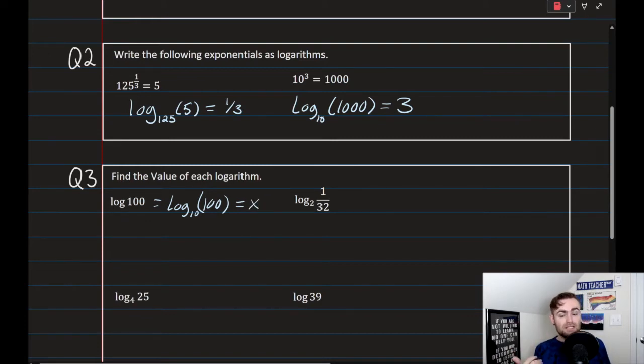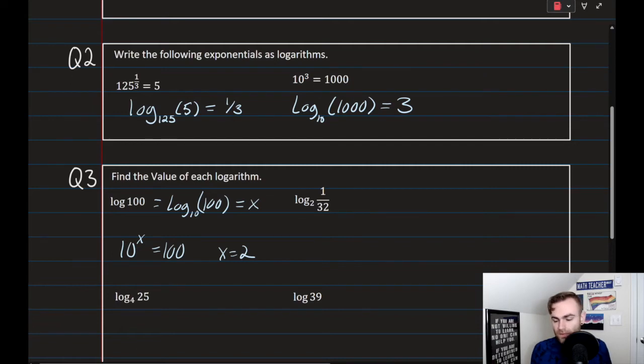Let's convert this to an exponential. So the base of the exponential would be 10, the power would be x, and it would be equal to 100. And we can pretty easily answer this question. 10 to what power is 100? That means that x has to be 2. So this log of 100 is 2.